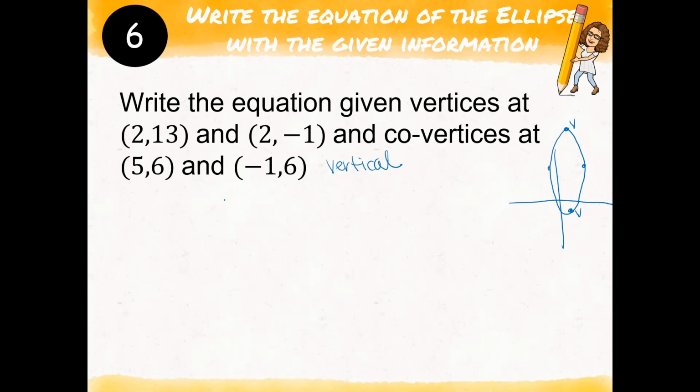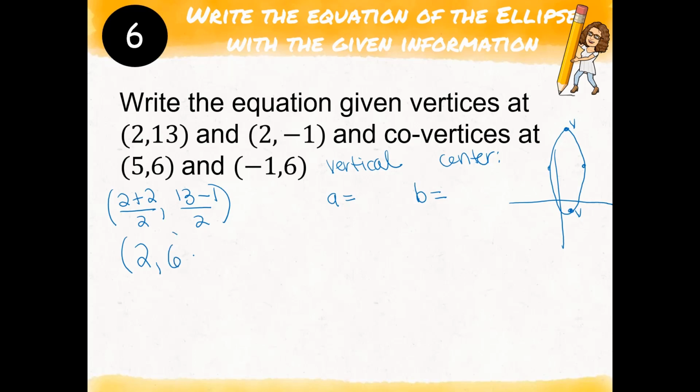And again, I need to find the center. I need to find my A value, and I need to find my B value. My center, we're going to need that midpoint formula again because it's in the middle of the 2 vertices. So 2 plus 2 divided by 2, 13 plus a -1 divided by 2. So I'm going to get 4 divided by 2, 2. 13 minus 1, 12 divided by 2, 6. So my center, aka middle of those 2 vertices, is 2, 6.